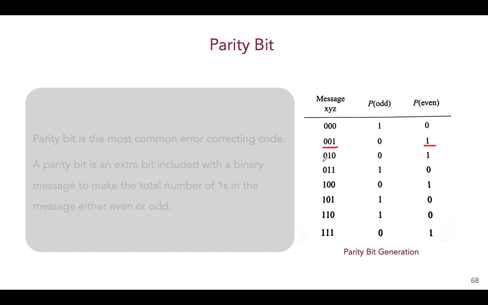Again, if the message was 010, there is already an odd number of ones in this message. With odd parity, you have to add 0, because you can't change the number of ones to even, but with even parity you can, right?